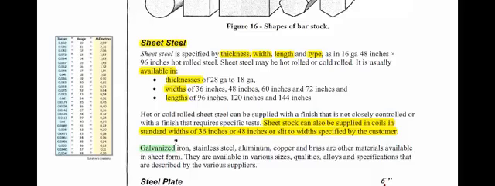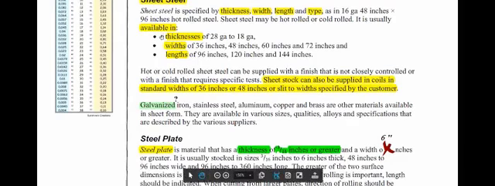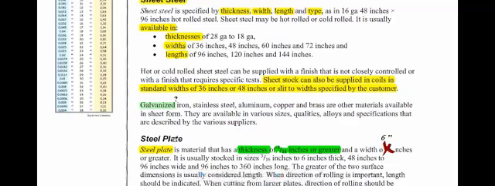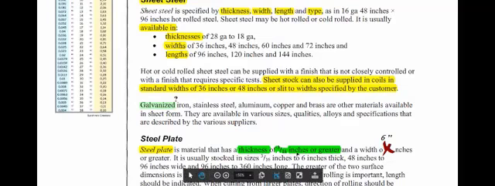Sheet steel and steel plate. So sheet steel is anything below 3/16. As soon as you get up to 3/16 or greater thickness, then it's called steel plate. So this is the difference between sheet steel and steel plate. Steel plate is thicker, and it goes up from 3/16 and thicker.